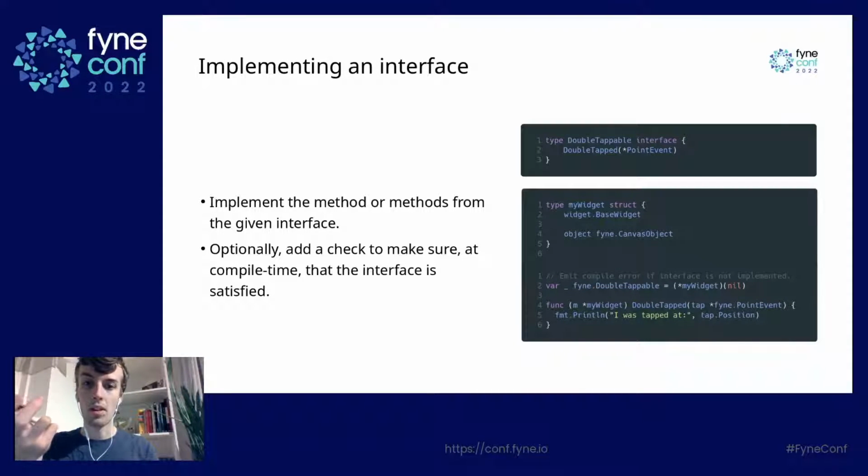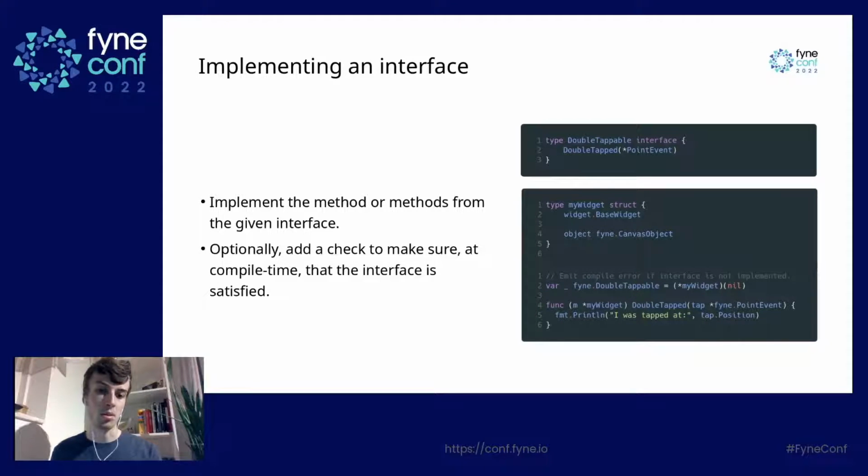But then how do we implement an interface, as we've been talking about? All we have to do is look at the interfaces that Fyne has available. We'll talk more about that later. And then implement the method or methods that are listed. So let's show DoubleTappable in this case. If we want to implement fyne.DoubleTappable, we want the DoubleTapped method, which takes a pointer to a PointEvent, or a fyne.PointEvent.